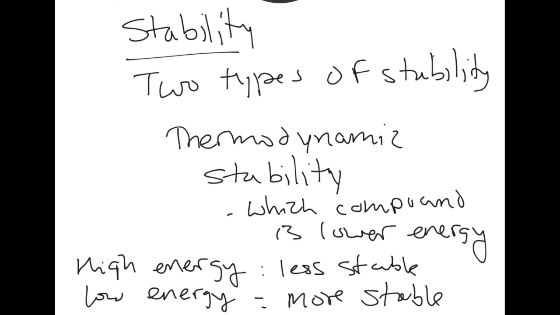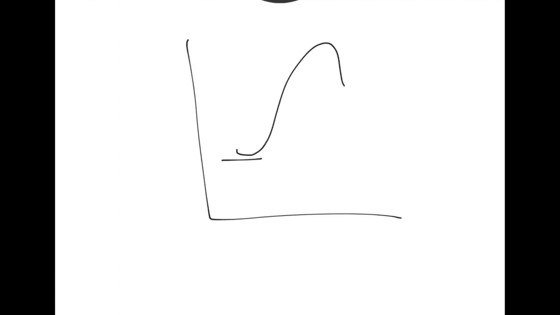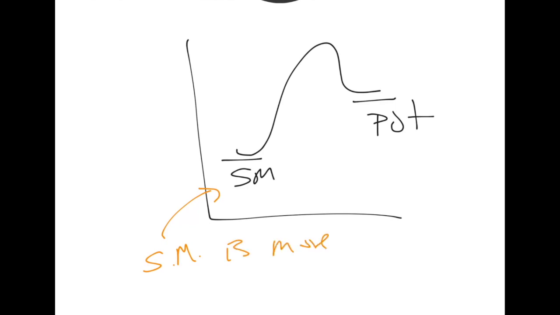So if you have, right, you could say, hey, my starting material versus my product, my starting material is lower on the y-axis than my product. So I can say my starting material is more stable, right? So this is just how far up are you on the y-axis? Are you more stable or are you less stable? That's thermodynamic stability. Right? The other type of stability is a little bit harder to think about, and that's kinetic stability.